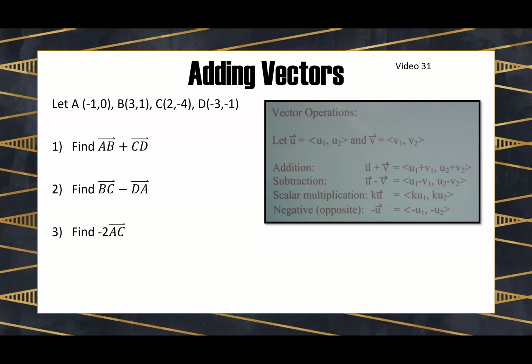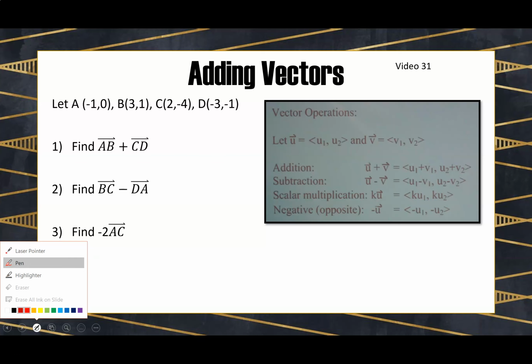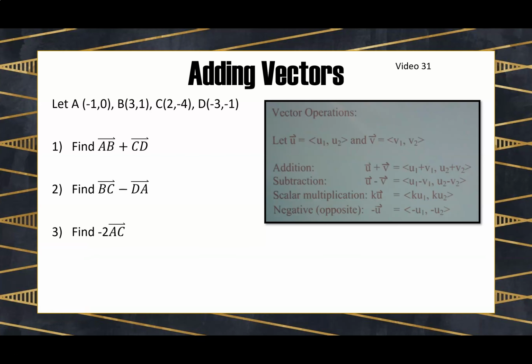All right, let's take a look at what this box has to say. You might want to pause the video and get those rules down. Basically what this is saying is if you have two vectors, one has horizontal component u sub 1 and a vertical component of u sub 2. Then we have another vector, we're going to call it vector v, and that has a horizontal component of v sub 1 and a vertical component of v sub 2.